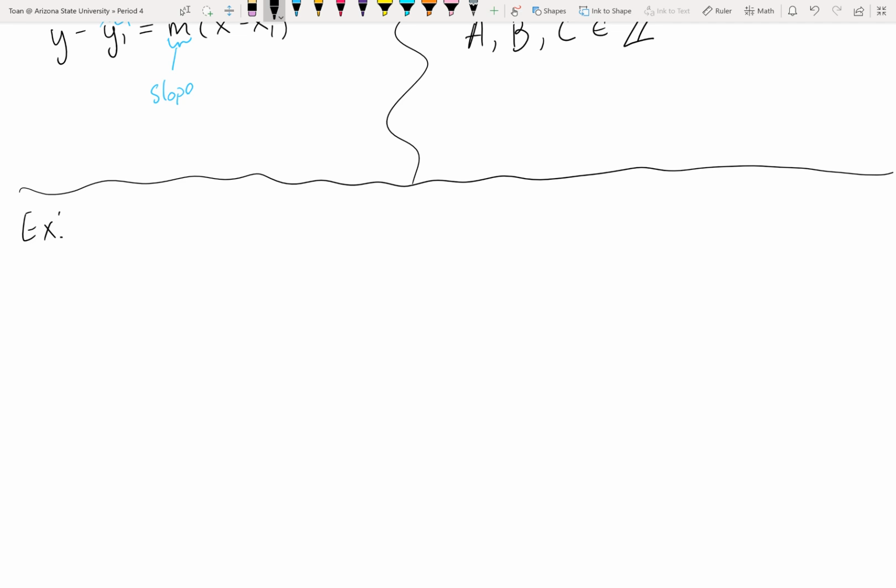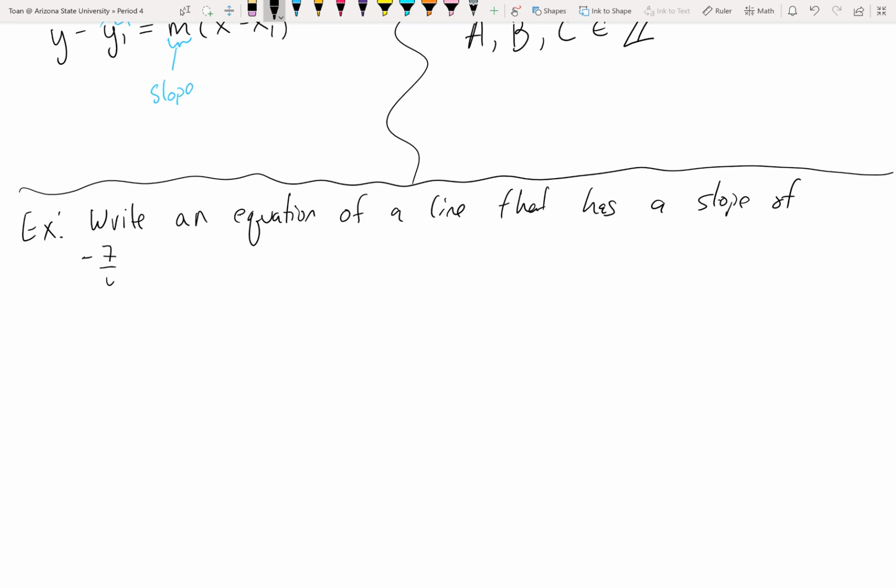So the question: write an equation of a line that has a slope of, I don't know, -7/4 and a y-intercept of -2. Right, making it up.